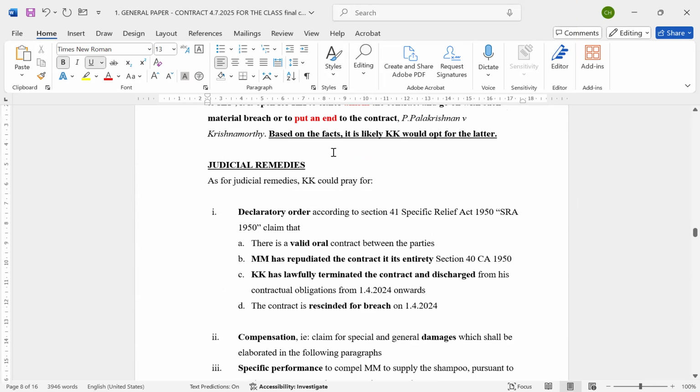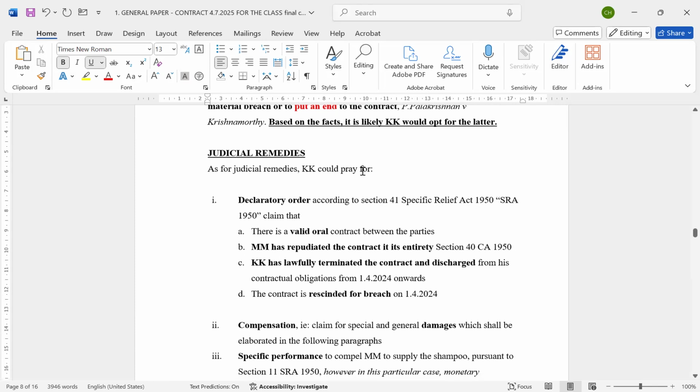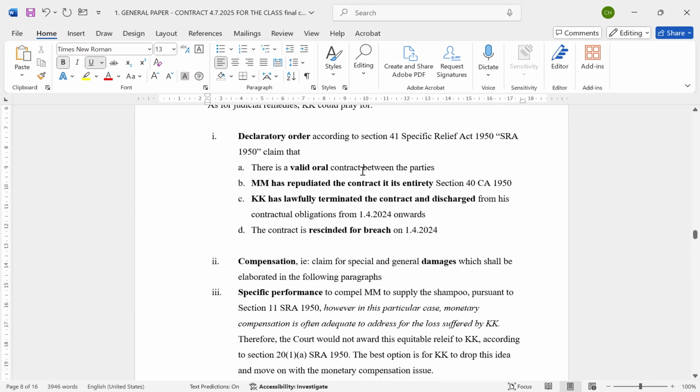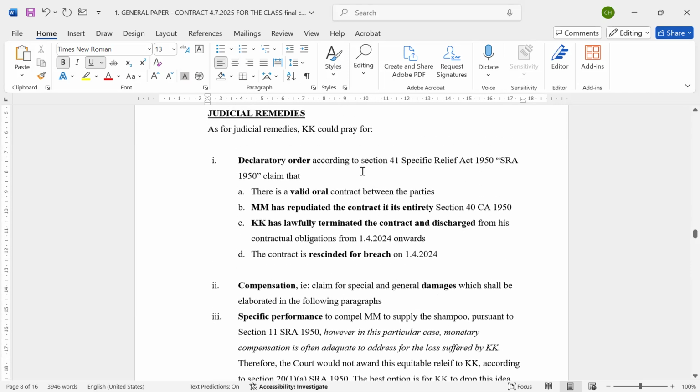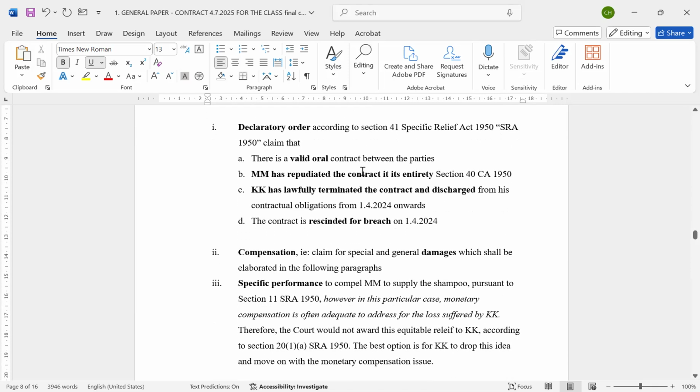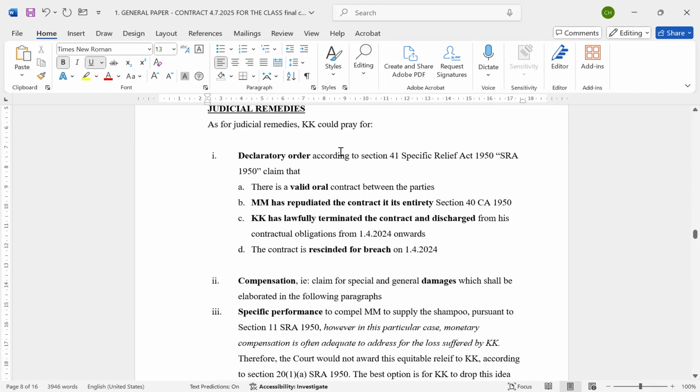And as for the judicial remedies, don't straight away go and discuss the Hadley v Baxendale test or Section 74. No, no, no. You make yourself think a little bit first. Okay, you can opt to do the following things actually, because you are to advise KK like a senior lawyer in practice for about 20 years.